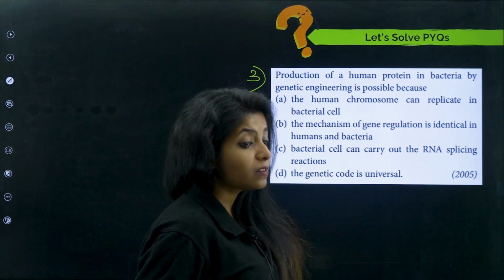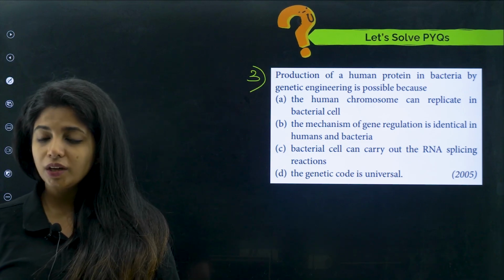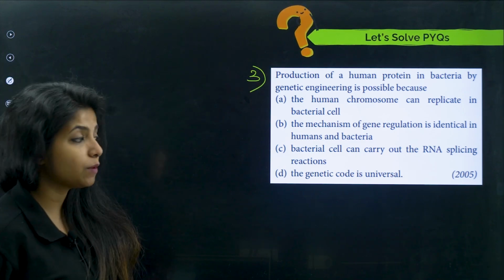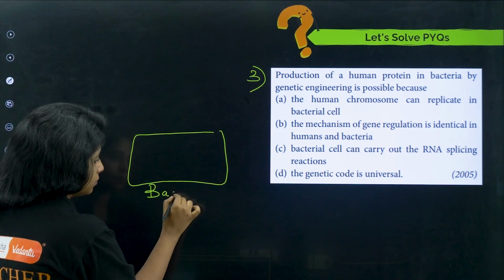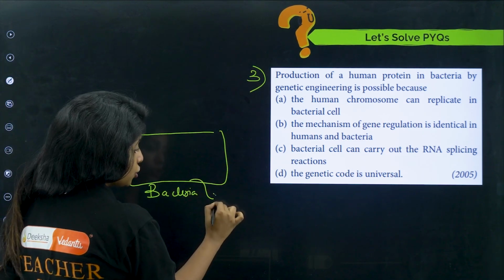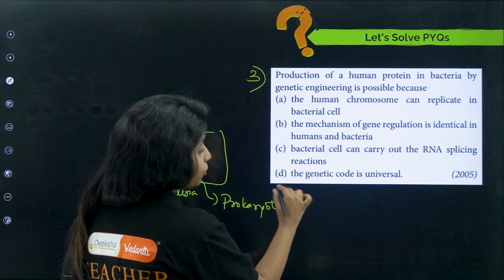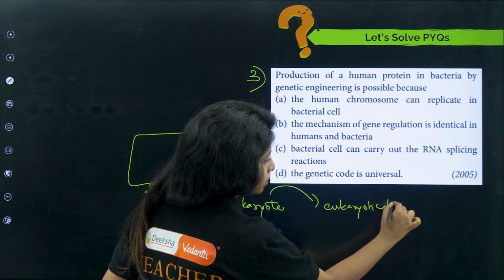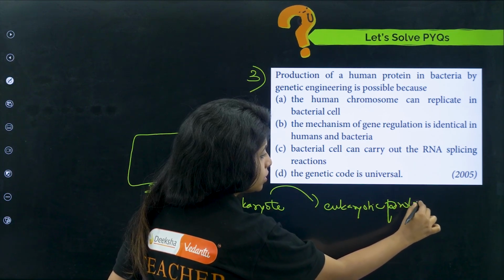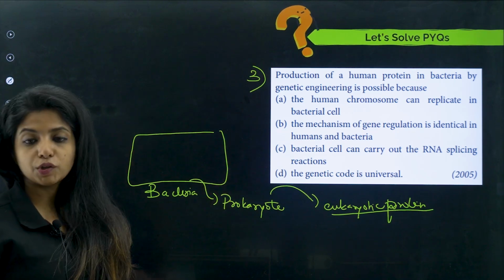Now this is a question which has high resemblance to this chapter, that is molecular basis of inheritance. Why do you think that a bacteria, which is a prokaryote, is able to produce a eukaryotic protein? We humans are eukaryotes. How can they produce our protein? So what is the perfect answer for this?